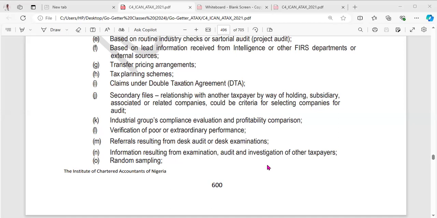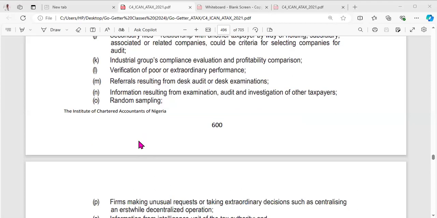Sometimes you see a reference from desk audit or desk examination. So when the desk audit has referred you for examination and for field audit, it could also result in your company being chosen. Also, as a result of information from investigation of other taxpayers. When other taxpayers are being investigated and your name comes up, then it could be part of it. Then random sampling. This is where you flip your coin or you just pick. Okay, for every 10 files you bring to my table, I'll be taking the 10th file. So 1, 2, 3, 4, 5, 6, 7, 8, 9. The 10th file you pick.